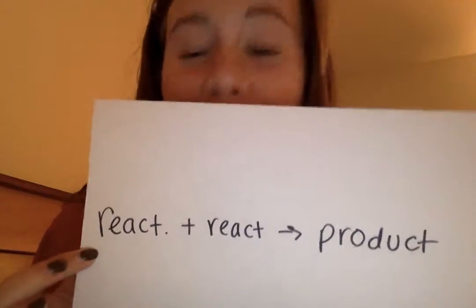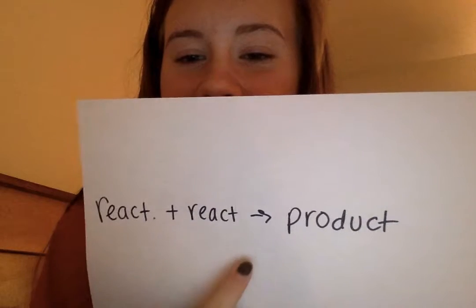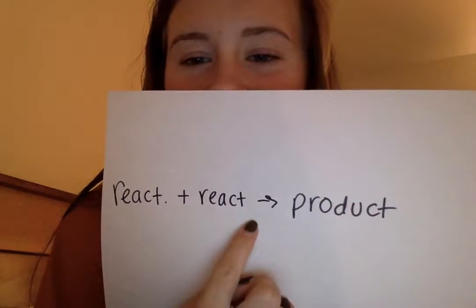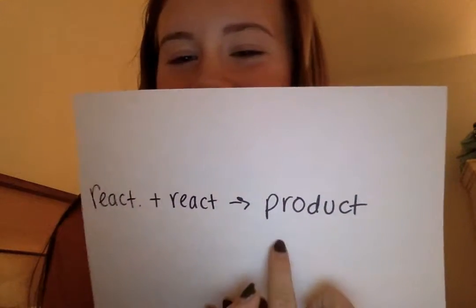So chemical reactions are made up of reactants, which are the starting substances, and products, which are the substances that are formed during the reaction. You can think of this as kind of a before and after transformation. The reactants would be the before and the products would be the after. I have a visual of this. As you can see, a reactant plus a reactant reacts to form the product.